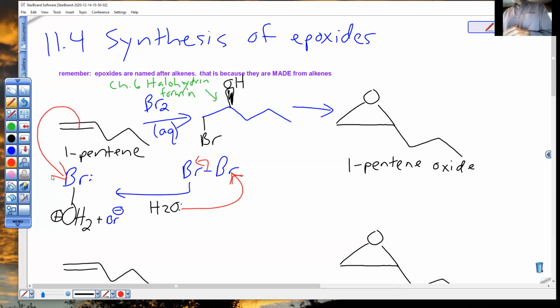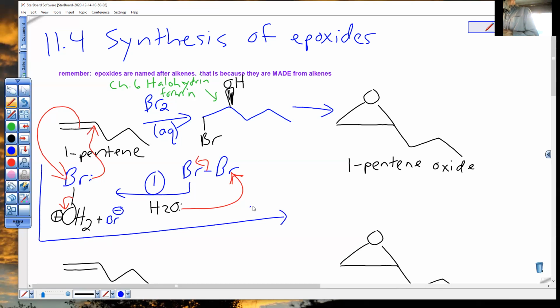The oxygen, as usual, gets its lone pair to be neutralized. And bromine with its lone pair goes right through the name here to the more substituted carbon, generating a cyclic bromonium intermediate. So step 1 was here. Step 2 is here. We generated a cyclic bromonium.